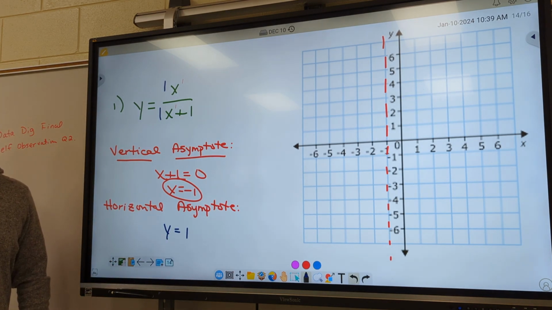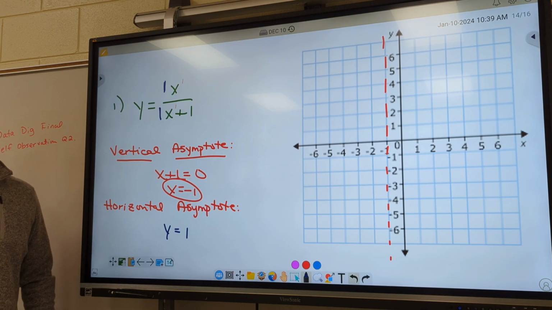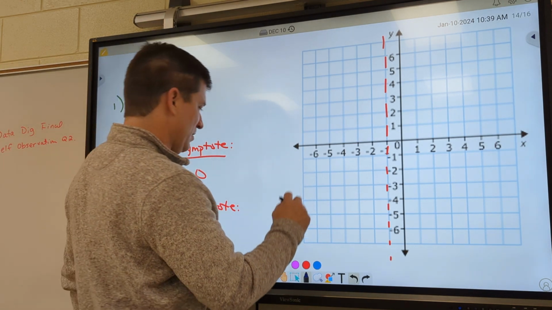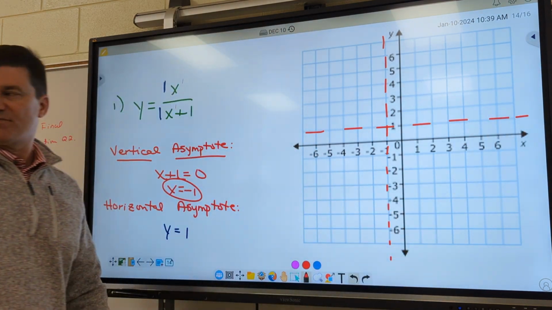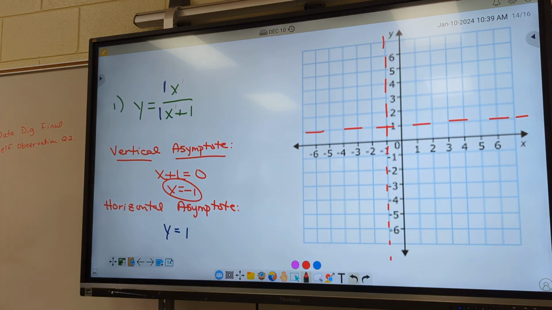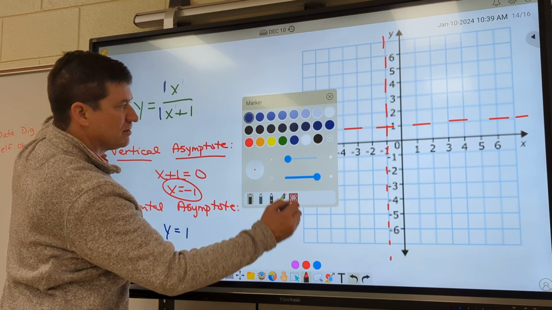Everyone see how we got 1? I divided the numbers that are in front of the x's. 1 divided by 1 is how I got 1. So, go to 1, that will be your other dotted line. This one's horizontal, so it goes left to right. All right, that's the hard part. The rest of it's easy.